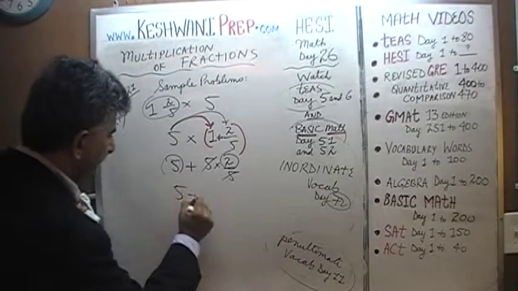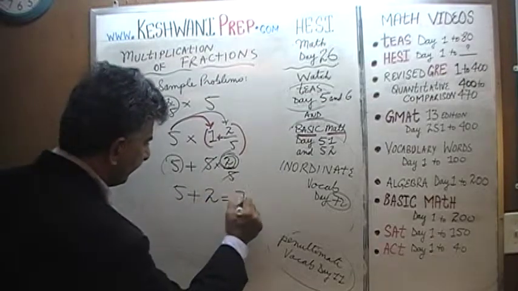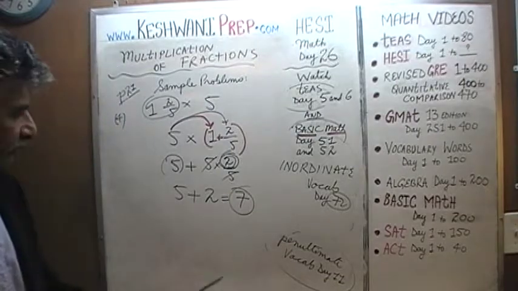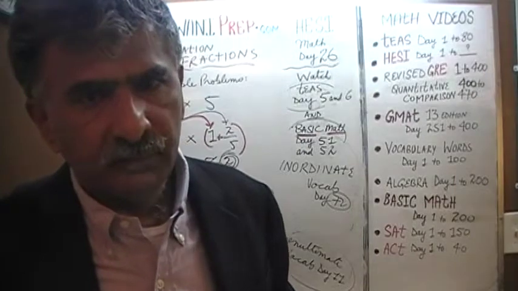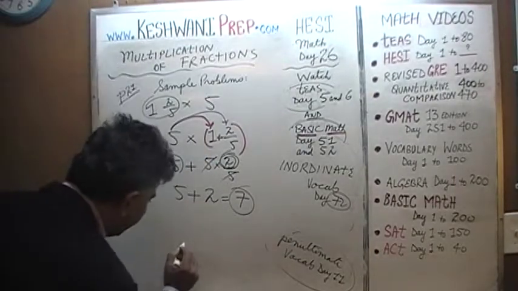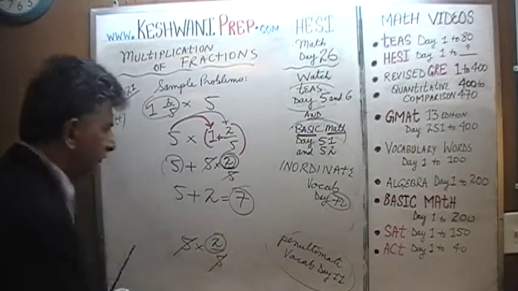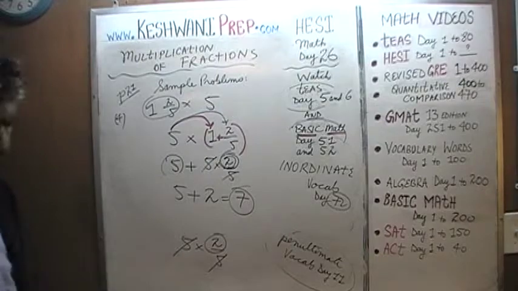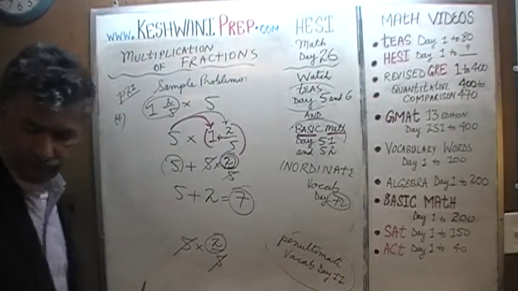So this is 5 plus 5 times 2 fifths, which is just 2, so it's 5 plus 2, which is 7. It's not an estimation, that is the exact answer, because in 5 times 2 fifths, the 5s are going to cancel out, and it's just 2. So it's 2 plus the 5, which is 7. Let's move on, number 5. Question number 5.